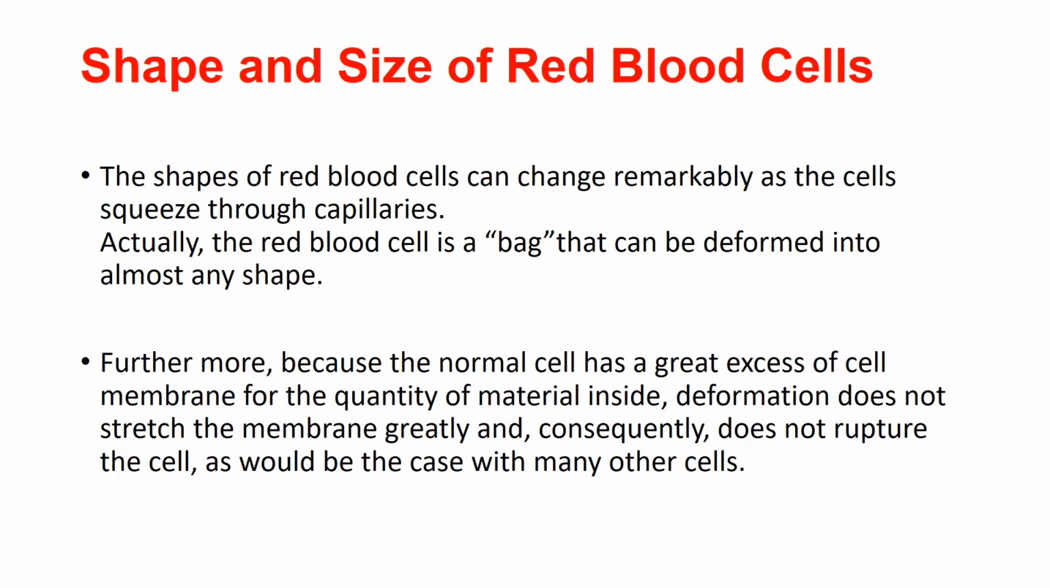The shapes of red blood cells can change remarkably as the cells squeeze through capillaries. Actually, the red blood cell is a bag that can be deformed into almost any shape. Furthermore, because the normal cell has a great excess of cell membrane for the quantity of material inside, deformation does not stretch the membrane greatly and, consequently, does not rupture the cell, as would be the case with many other cells.